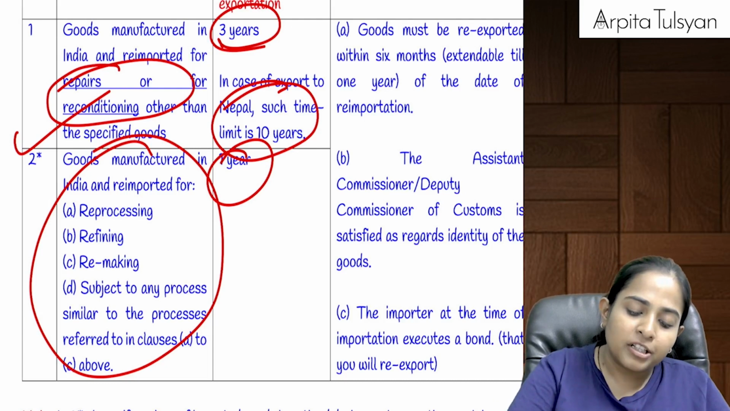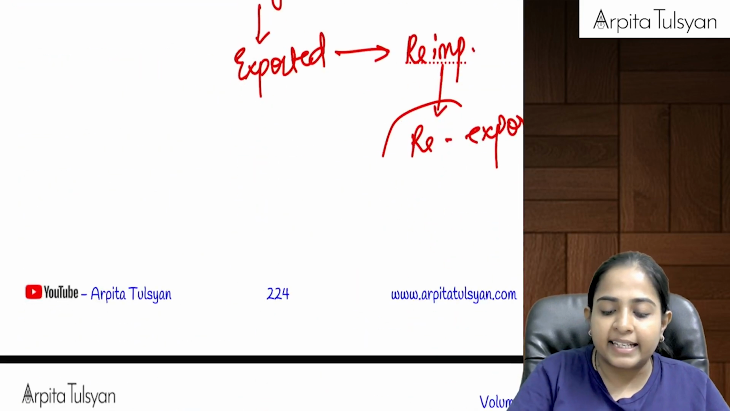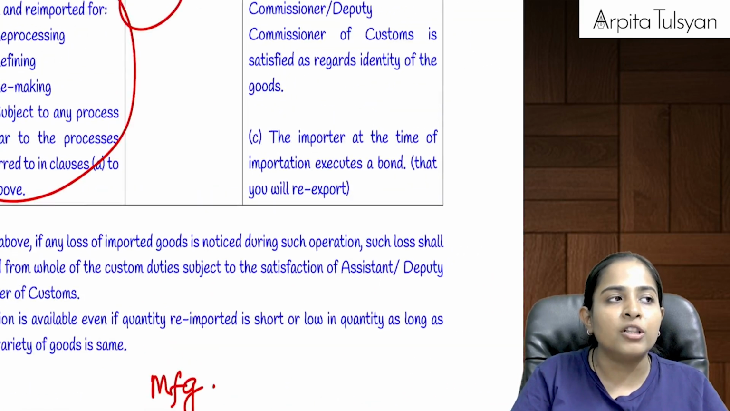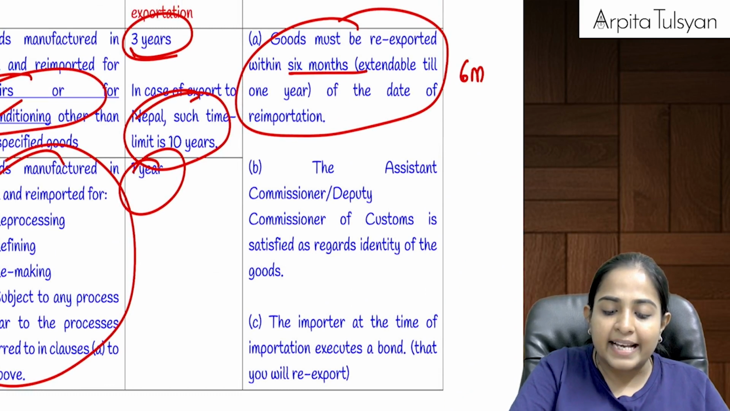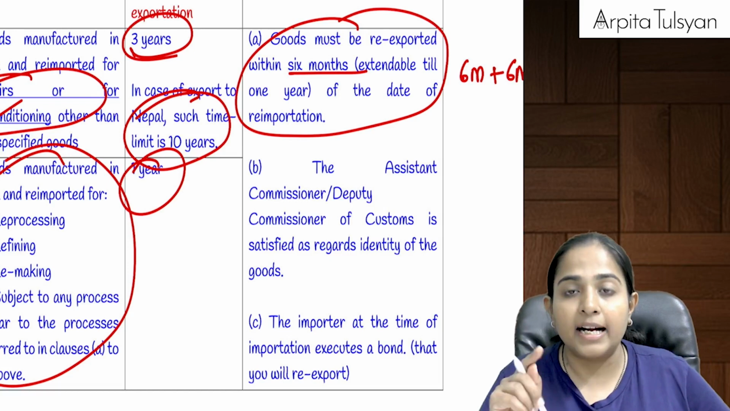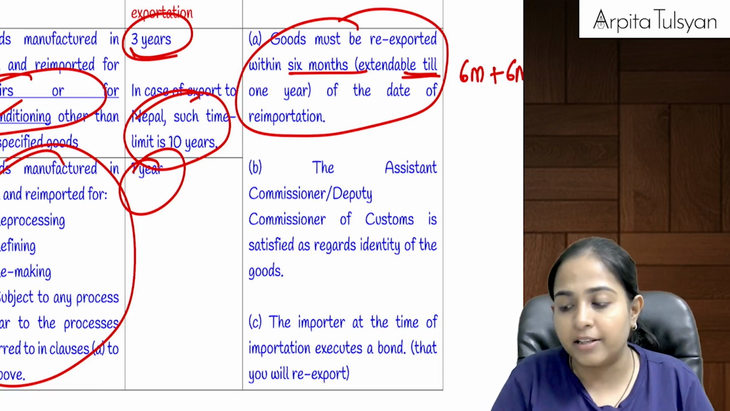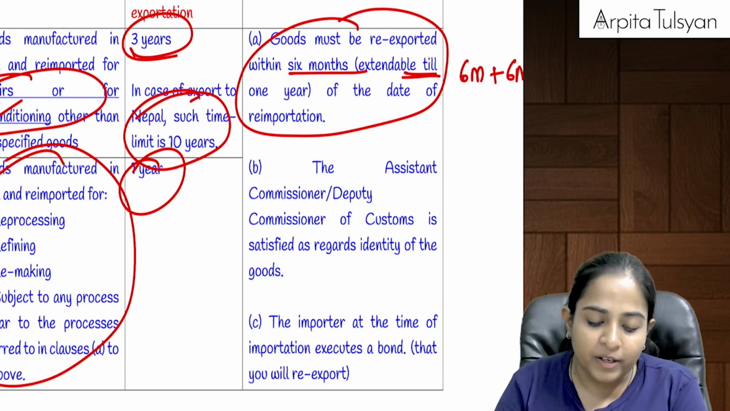Okay. Now, a further condition applicable is, after doing the repairs, etc., are you required to re-export the goods? Yes. So, goods should be re-exported within a time period of 6 months, extendable till 1 year, means 6 months plus 6 months. It is not extendable by 1 year, it is extendable till 1 year. So, 6 months plus 6 months. Within this much time, you have to re-export it back.